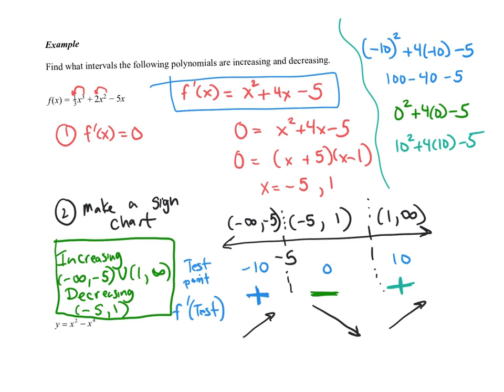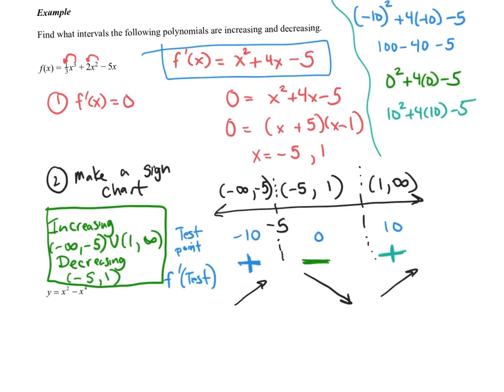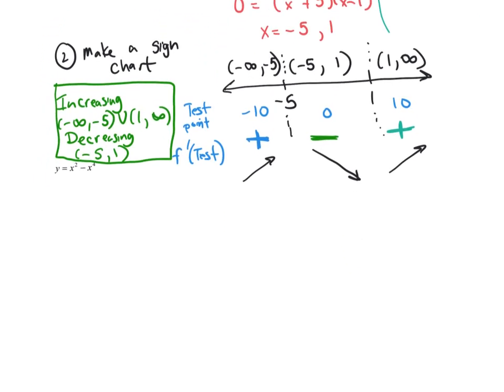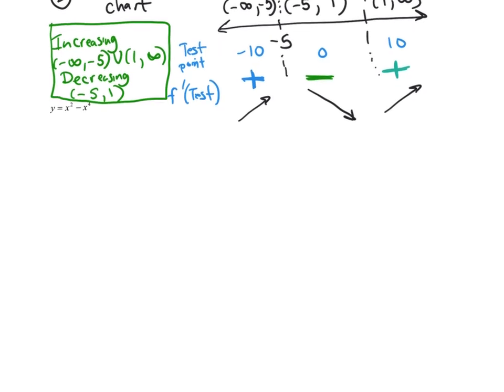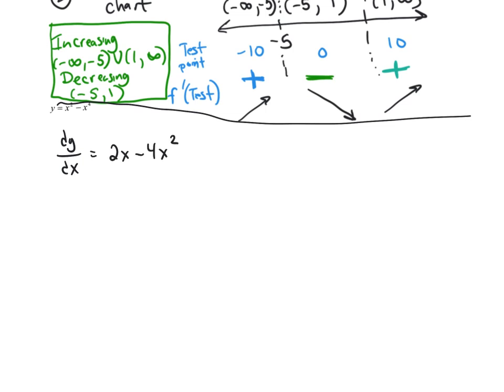All right, so let's look at this next one. So we have y equals x squared minus x to the 4th. So again, first thing we're going to want to do is take the derivative. So dy/dx is going to be 2x minus 4x cubed. That's just taking the derivative like we normally do.